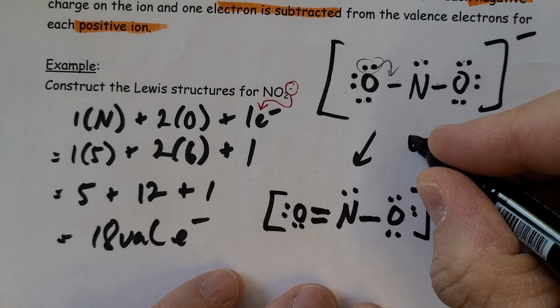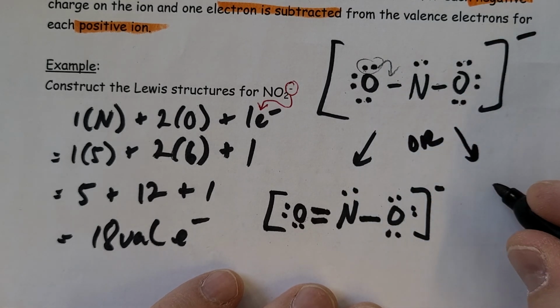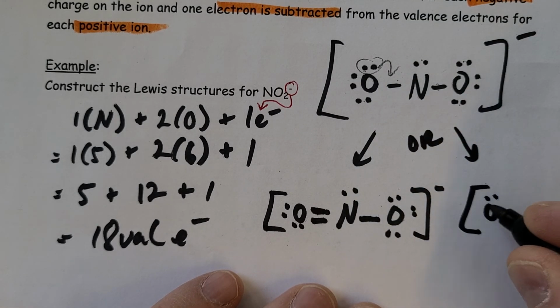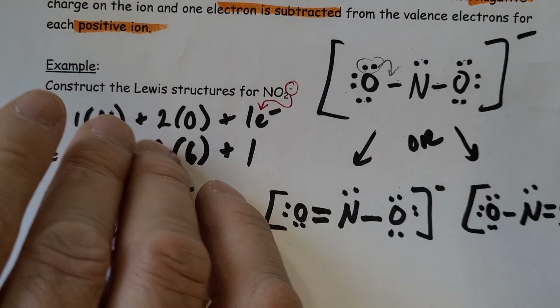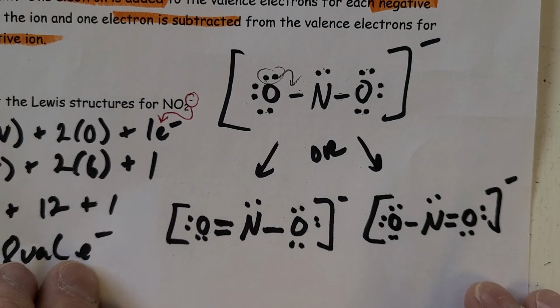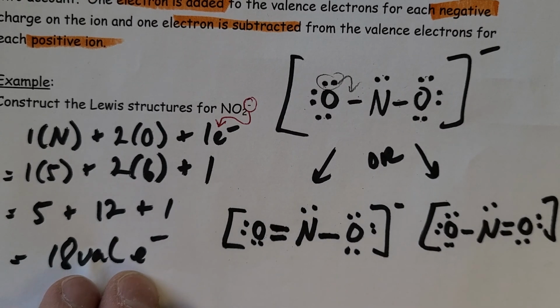So I could have done that, or of course I could have had the other oxygen contribute. So this one would have stayed like this. And the double bond would have been here. So it doesn't really matter there. I could have done either one.